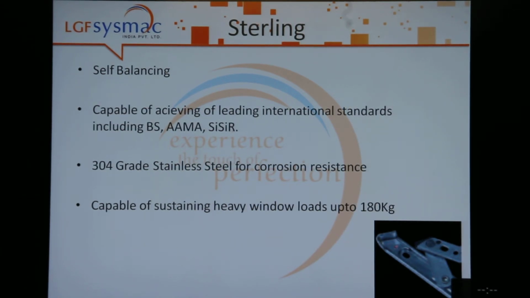Sterling. Sterling is the self-balancing friction hinge, capable of achieving leading international standards, including BS standard, American Architectural Manufacturers Association and SISIR. This grade is also 304 grade stainless steel, capable of sustaining heavy wind load up to 180 kg.